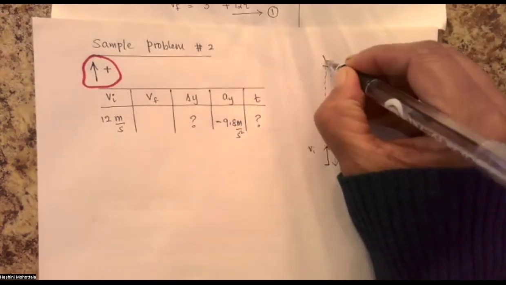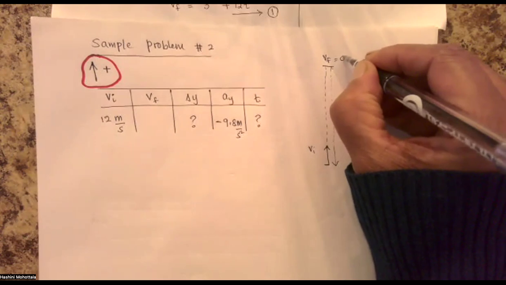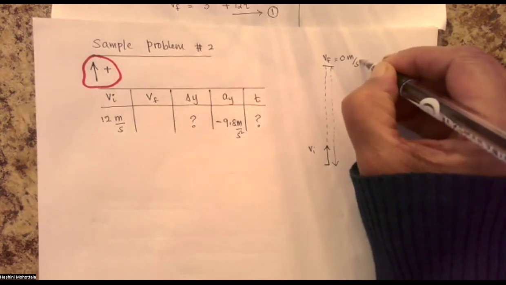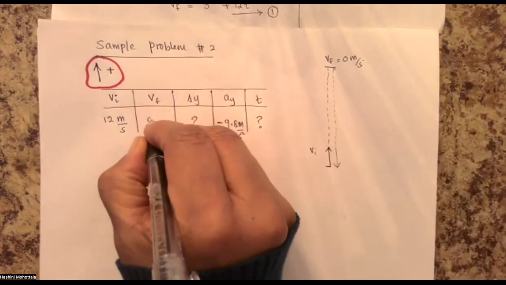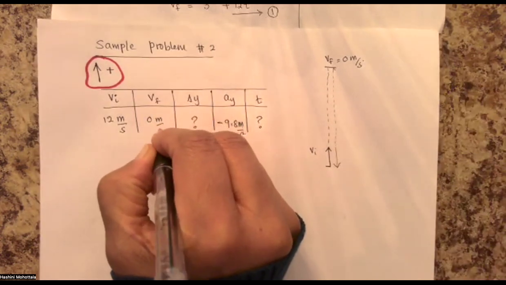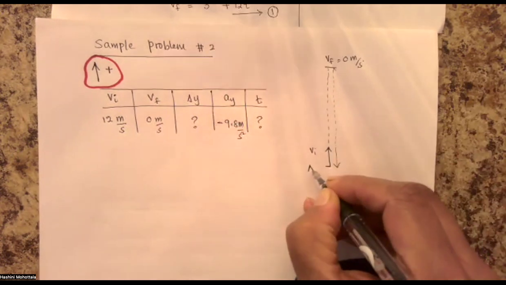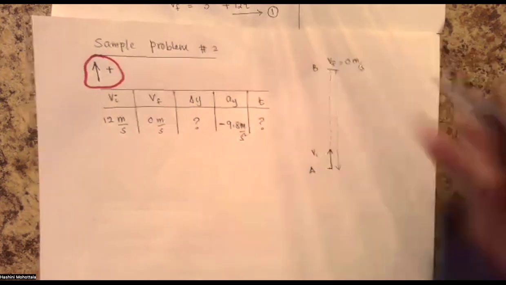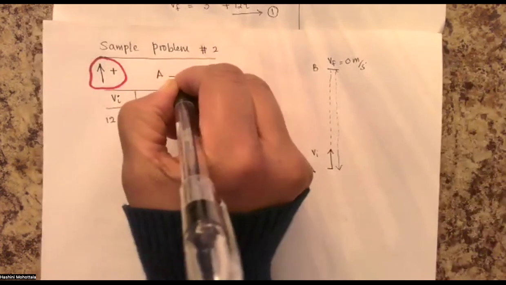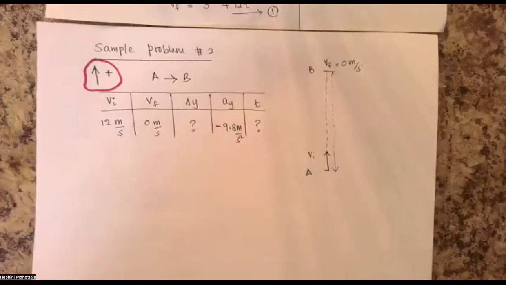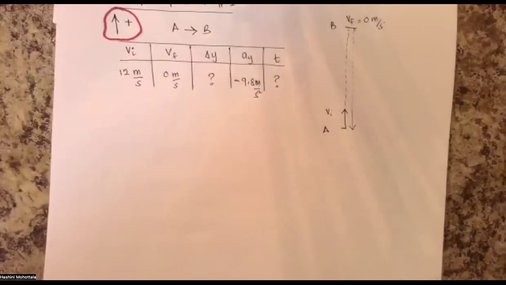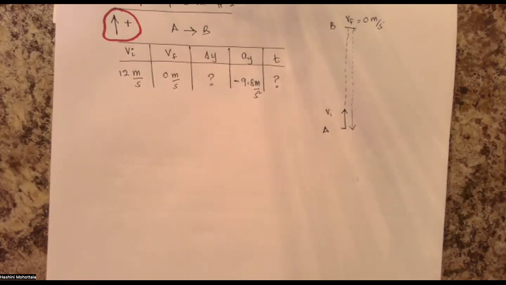Now, final velocity, or the velocity at the top, equals 0. Initial velocity is given. Now I am going to mark this as 0, and I'm going to call this point A and the point over there B, and on the table I say the ball is going from A to B. This is my table.